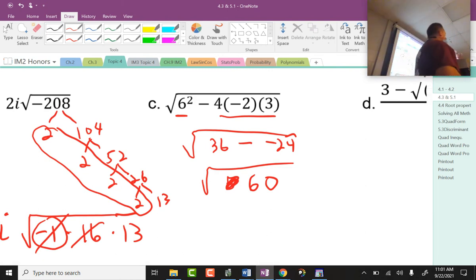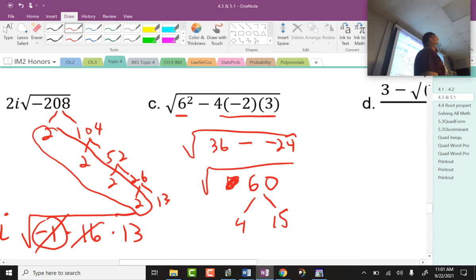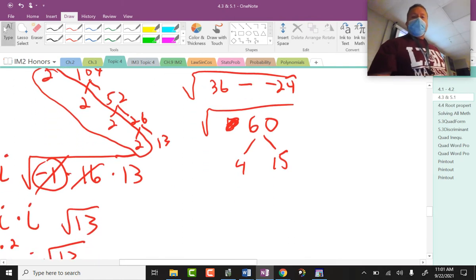Now I know 60 is 6 times 10. 6 has a 2, 10 has a 2. So I know 60 is 4 times something. And what is that something, everybody? 15. So I did think about 6 times 10. Neither one are a perfect square, but both of them have a 2. So I knew 4 goes into this. What's the square root of 4, everyone?